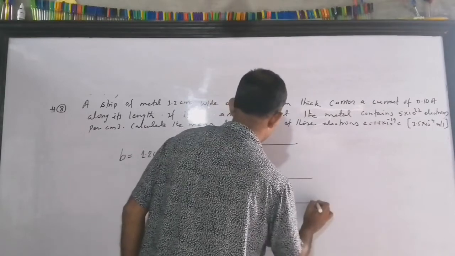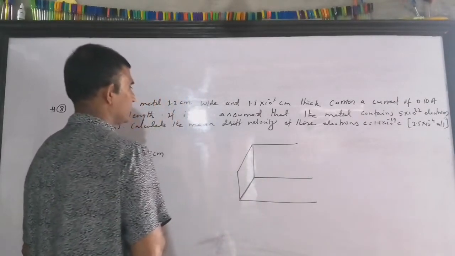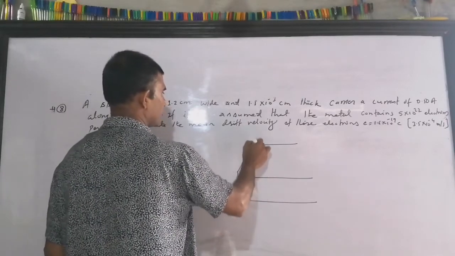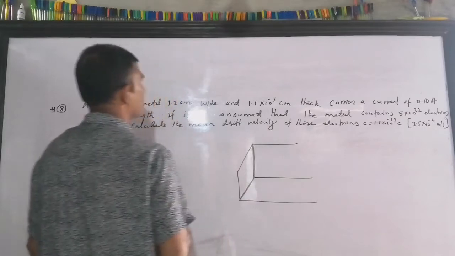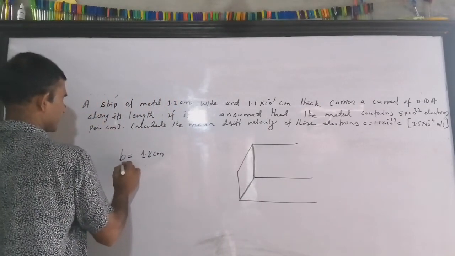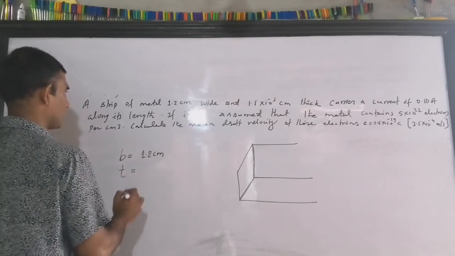Okay, and it has the width of the wire given as 2 centimeter, and the thickness of the wire is given as 1.5. So for the time being, I will write thickness as T only, because there is no confusion with time here. So I can write this only.